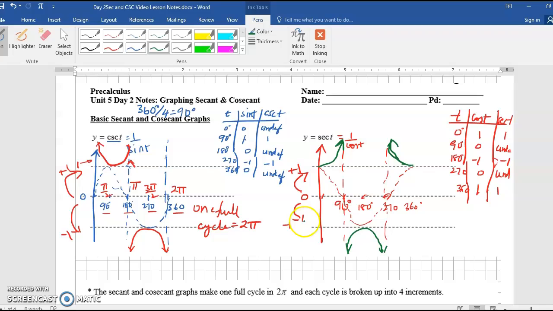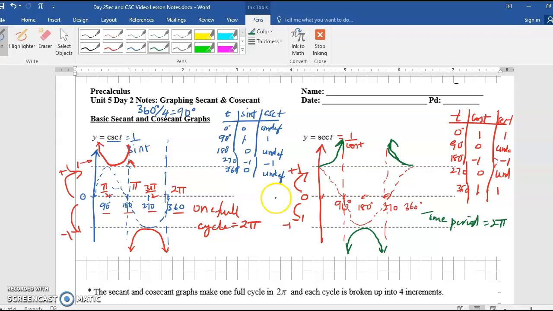The amplitude is 1 here, and again the full cycle time period is 2 pi. So you have to divide it into 4 different increments and so on and so forth. So everything else is the same as we have dealt with, similar things to deal with for every graph. Now, in the next video, I'm going to talk about transformations of secant and cosecant graphs.